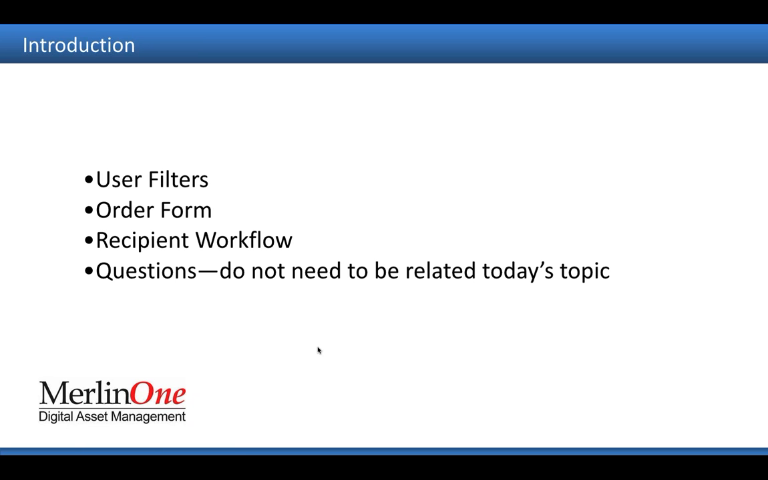Today's topic is about giving external users access to Merlin and different ways to do that. And so we're going to talk about using user filters to control what people can see and what they can do. And also, we're going to talk about the Merlin order form, the recipient workflow, and then, of course, we're going to take your questions.